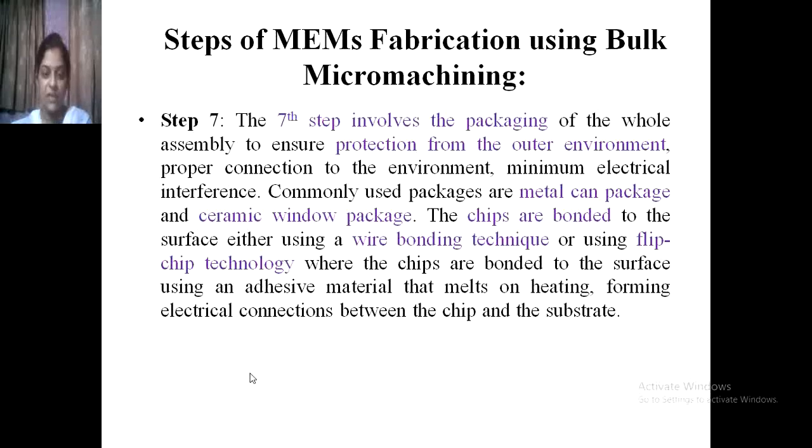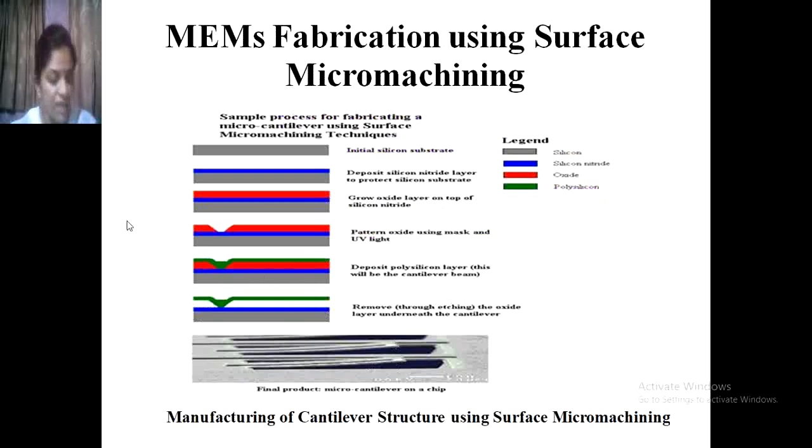So that is the last step of the bulk micromachining. We have seen the 7 steps which are used in the fabrication of bulk micromachining. Then next is the MEMS fabrication using surface micromachining. In surface micromachining, see here, the manufacture of a cantilever structure using micromachining is shown.